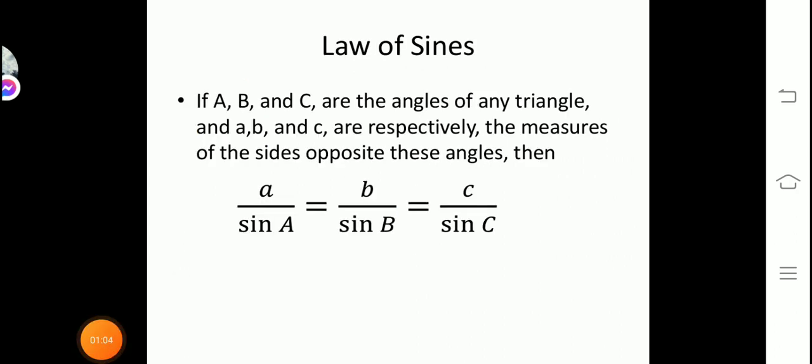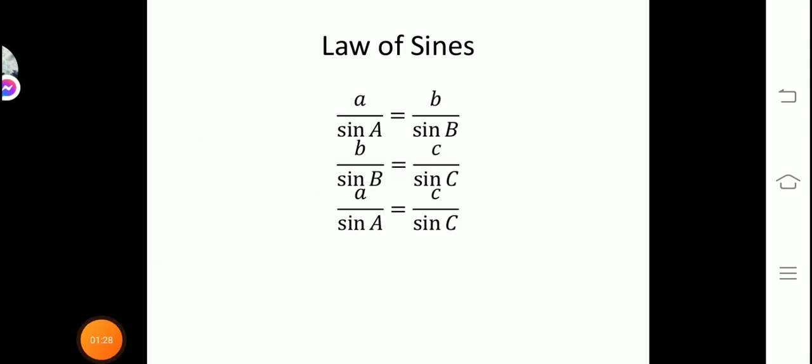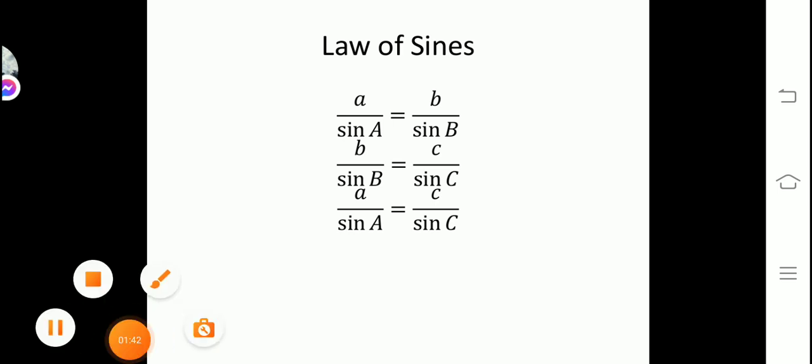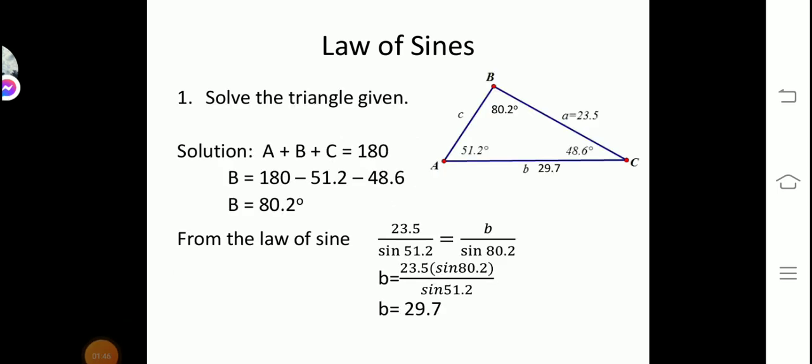So these are the law of sine examples. If A, B, and C are angles of any triangle, and a, b, and c are respectively the measures of the sides opposite those angles, then a over sin A equals b over sin B equals c over sin C. The law of sine: a over sin A equals b over sin B, b over sin B equals c over sin C, a over sin A equals c over sin C.